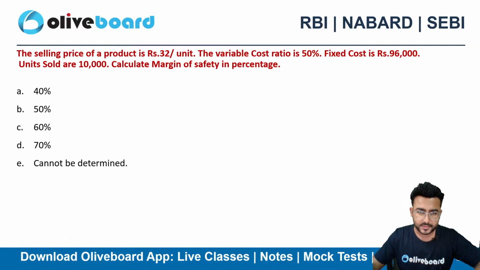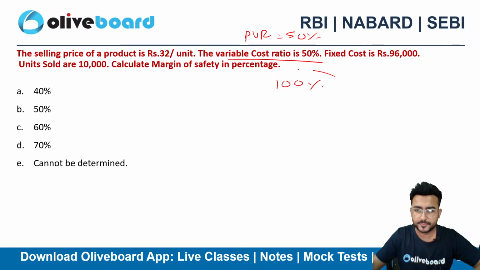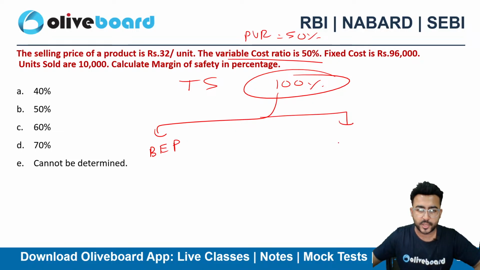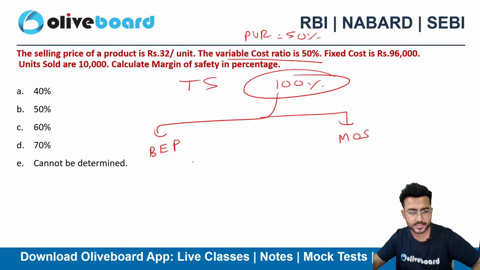The moment you came to know that variable cost ratio is 50%, that means PVR is also 50%. Total sales is always 100. If you are able to compute the break-even sales percentage, then you can also compute the MOS percentage. That will directly be a balancing figure, right? What is the BE sales?